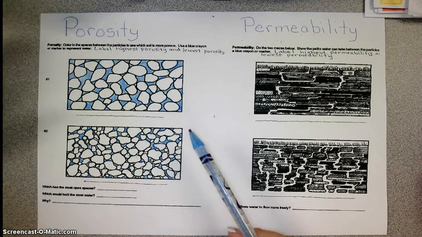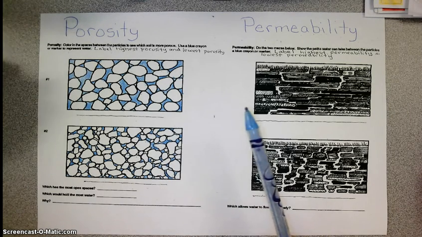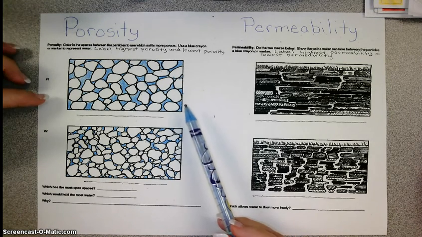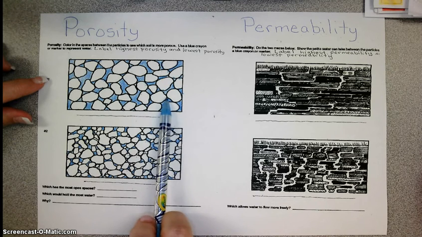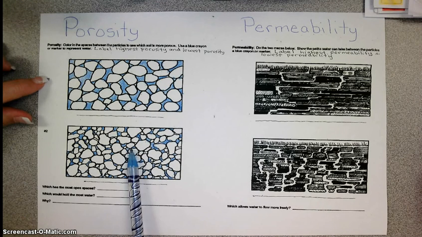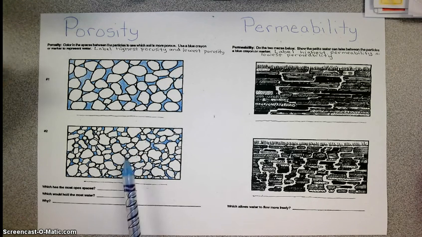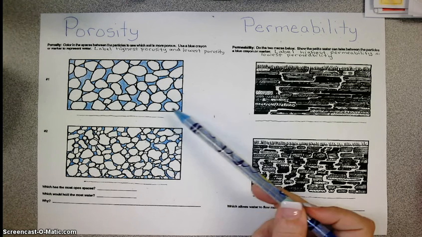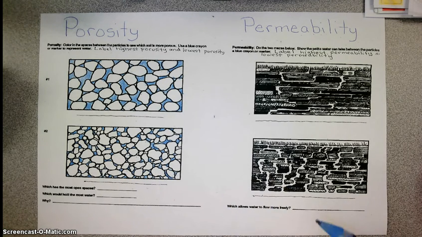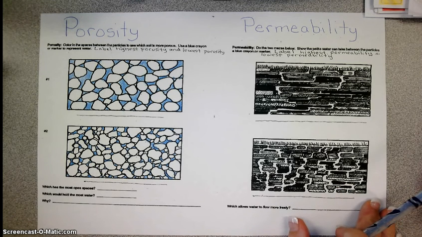And so porosity, highest porosity, would be the highest amount of space in between. And so sample 1 would be our highest porosity, and sample 2 would be a lower porosity, because there's not as much space left in sample 2 as there is in sample 1. So porosity is all about how much space is in between the pieces of sample or pieces of sediment.